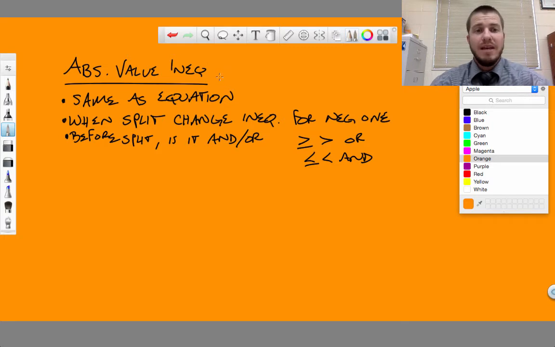Okay, absolute value inequalities. It's the same thing as absolute value equations, except when you split it, change the inequality for the negative one. For the one that you change the other side to the negative, change the inequality as well, meaning flip from a less than to a greater than, or from a greater than to a less than. Before you split, determine if it is an and or an or, and you can tell by the sign. If it's greater, it's an or, greater. If it's less than, it's an and, less than.